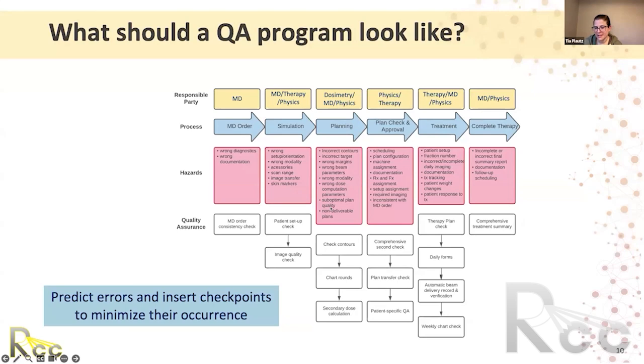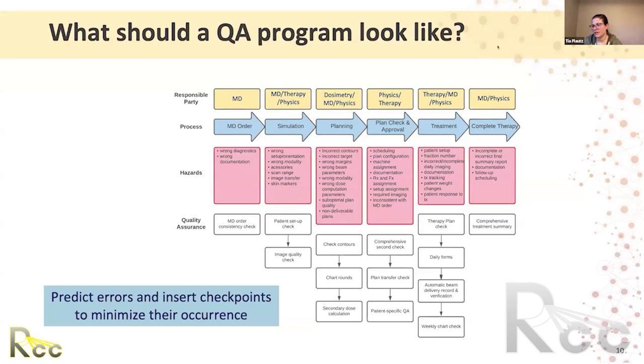And therefore, because it's the most complex, it's also the most vulnerable to errors. So creating a safe plan in accordance with the physician's intent is the responsibility really of the dosimetrist, the physician, and physics. It's not just the dosimetrist's responsibility. So for every potential hazard associated with planning, we should create a quality assurance check.